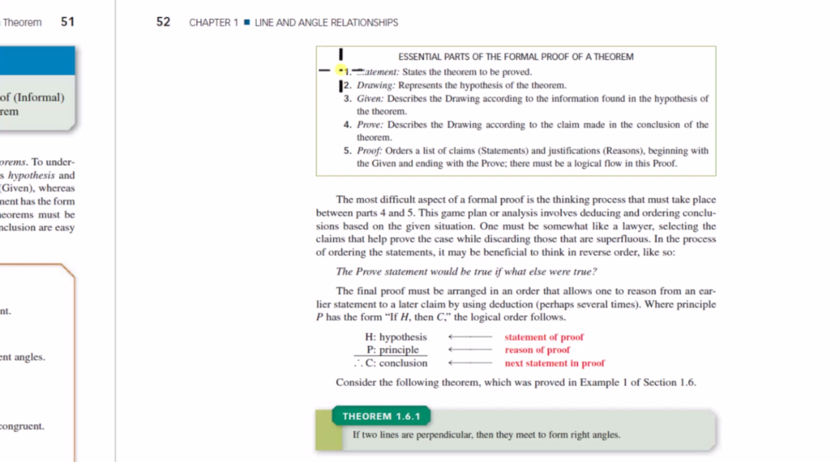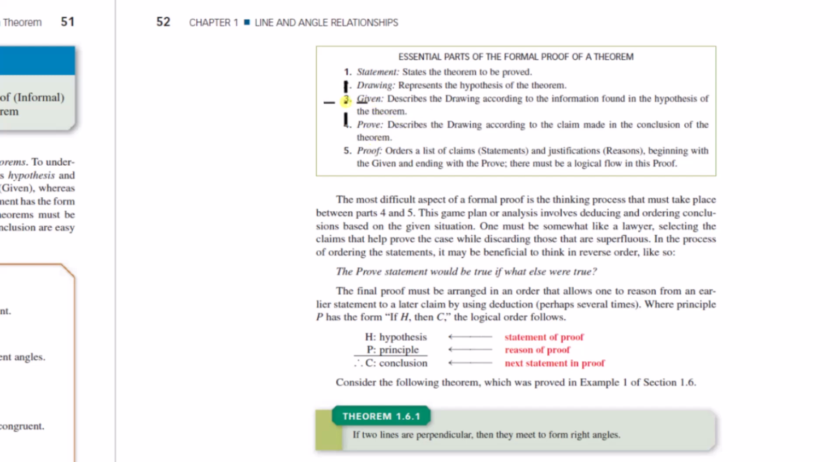So, the statement is telling you what the theorem is about. The drawing is in coordination with the given. It's making the given very clear. This is the facts you're starting with, which is like the hypothesis, right? Then you have the proof, where you go through all the proof steps to get to the final proof, which describes the drawing in relation to the claim that you're making for the theorem, the conclusion of the theorem.